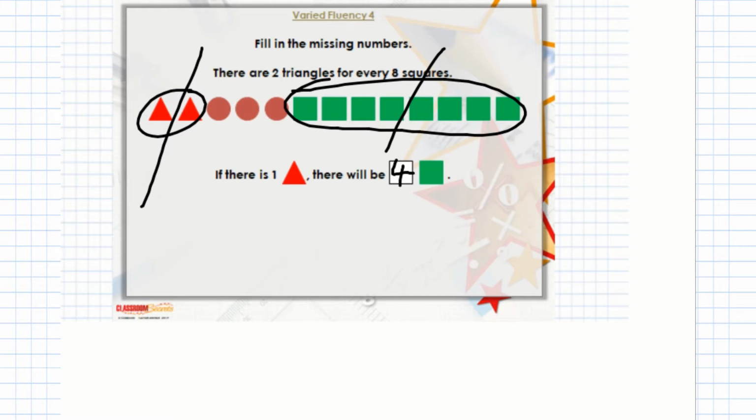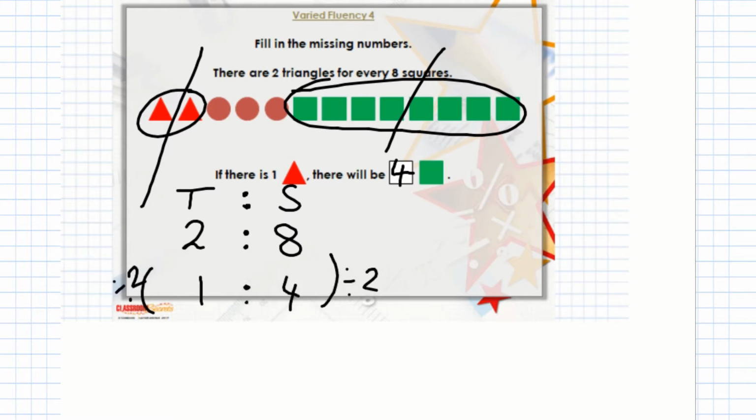You can write this out like this also: 2 triangles to 8 squares, and if we halve it, we've got 1 to 4.